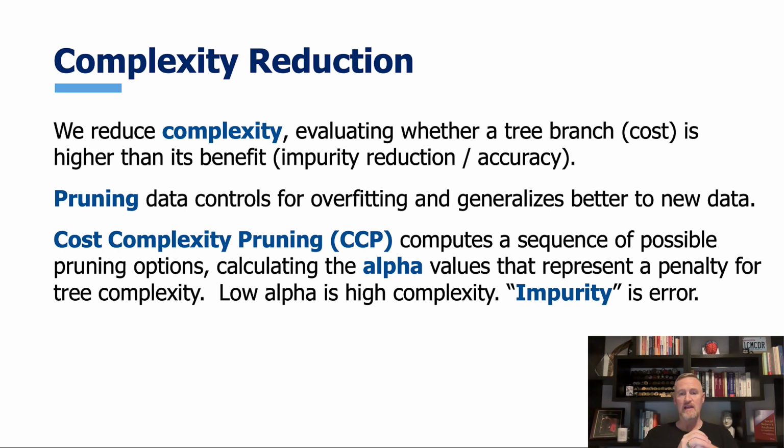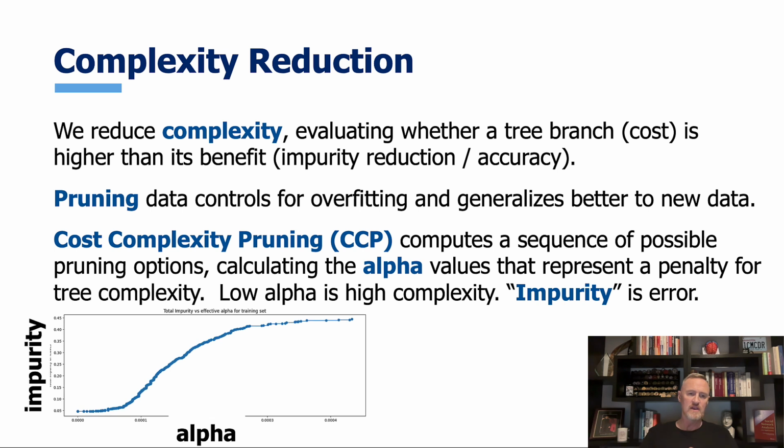And we're going to calculate this alpha value that represents the penalty for tree complexity. So when alpha is low, we have high complexity, we're not pruning that much. When alpha is high, we're much more likely, because there's much greater penalty for having a branch, to trim more. And this word impurity in a decision tree is just another word for error, right? So this is what we're going to do.